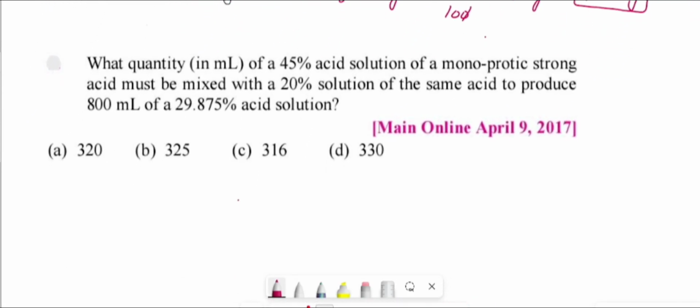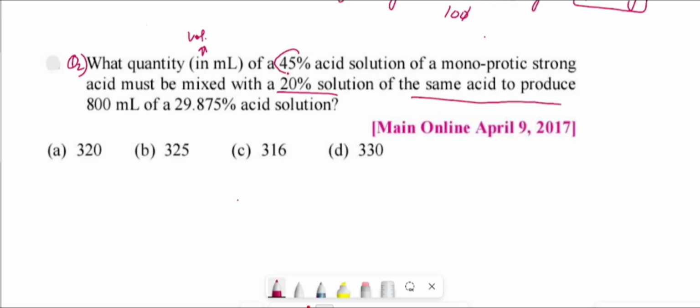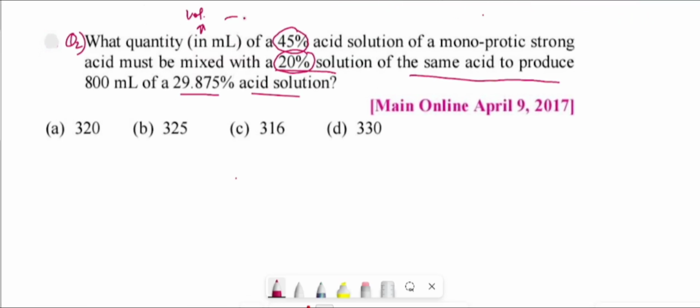Moving on to question number 2. It's also from percentage composition. Question 2: What quantity in ml of a 45% acid solution of a monoprotic strong acid, that is, a strong acid with one proton, must be mixed with a 20% solution of the same acid? Okay, fine. Here we have a 45% acid solution, here we have a 20% acid solution, and both the acids are the same, to produce 800 ml of a 29.875% acid solution. Okay, fine. What have we been asked? To find the volume of this 45% solution.